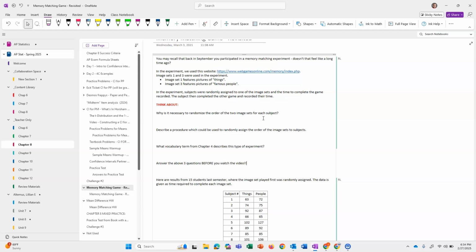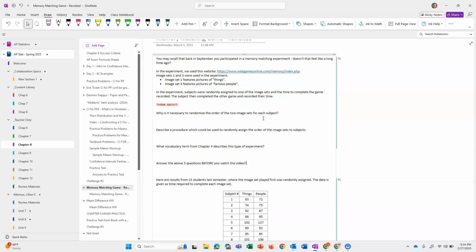And then finally, the vocabulary term from chapter 4 that describes this type of experiment, do you remember it? It is a matched pairs experiment. And it's called a matched pairs because the subjects are doing both treatments. So if a subject is doing both treatments and you're comparing the subject to themselves, that's called a matched pairs.